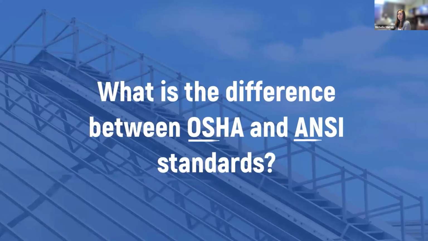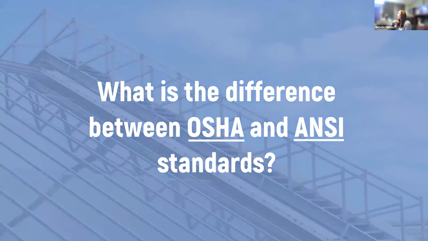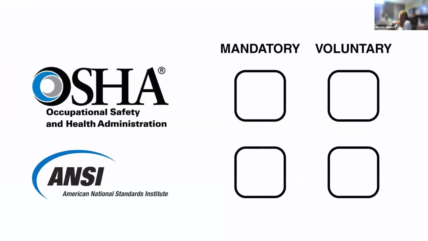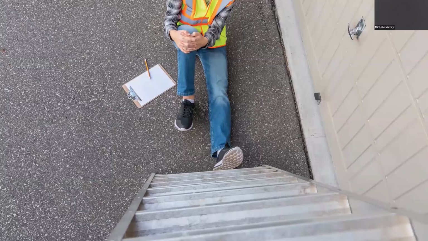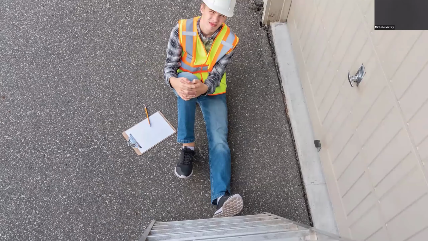What is the difference between OSHA and ANSI standards? OSHA standards are mandatory and regulate how employers must provide safe working conditions in the workplace. ANSI standards are voluntary and are related to the products used and to the general consumer population. ANSI standards may be adopted by OSHA as law. Applying both types of standards leads to fewer injuries and deaths and an overall better workplace environment.